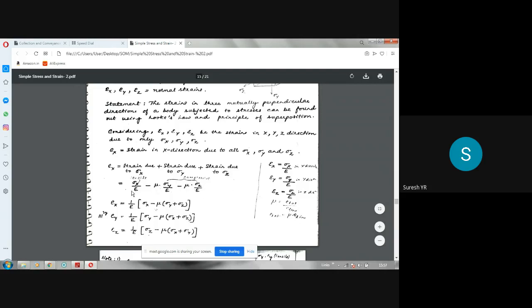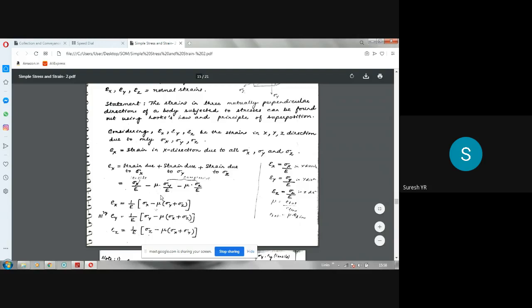That means the difference between these two is x is replaced by y here, and the remaining here this becomes x. This remains as it is. Similarly, Ez, what is Ez? Ez is the strain, total strain in Z direction due to all the three stresses. So in that case, X is replaced by Z, and here Z is replaced by X. So this Y remains as it is. So in that case, this is the expression.